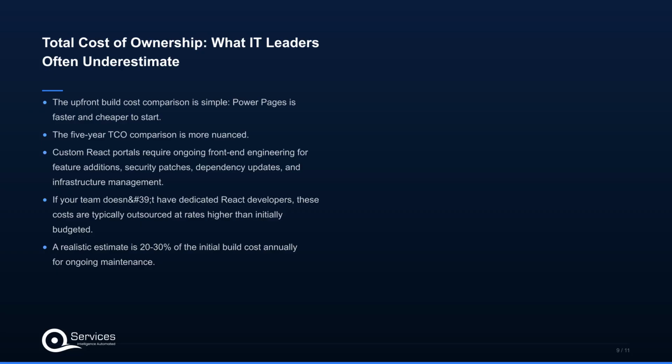Next up, total cost of ownership, what IT leaders often underestimate. The upfront build cost comparison is simple. Power Pages is faster and cheaper to start. The 5-year TCO comparison is more nuanced. Custom React portals require ongoing front-end engineering for feature additions, security patches, dependency updates, and infrastructure management. If your team doesn't have dedicated React developers, these costs are typically outsourced at rates higher than initially budgeted. A realistic estimate is 20 to 30% of the initial build cost annually for ongoing maintenance.